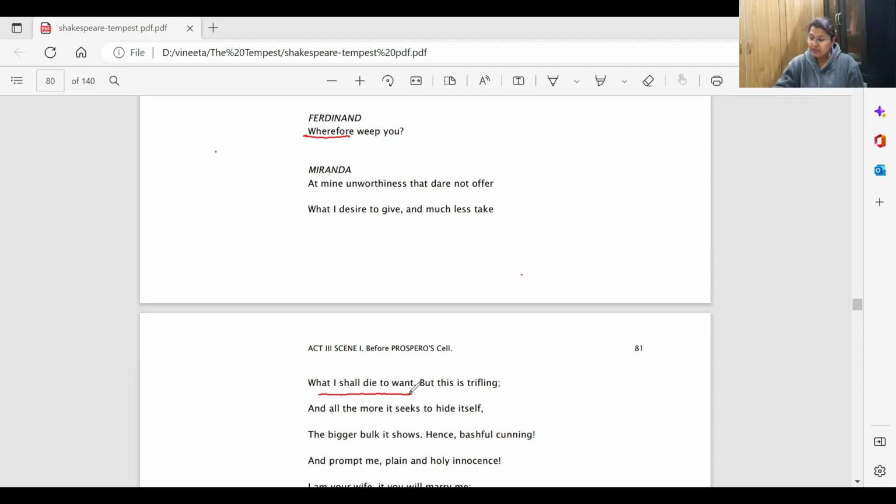All right. So here we can say that she is talking about some kind of physical intimacy which she must be expecting at that time. She may want to hug him, but she says that she can't dare to give or to take anything like that. But this is trifling. But at the same time, she discourages this feeling on her own, and she says that no, but this is trifling. It is of no use. It is idle talk, and all the more it seeks to hide itself, the bigger bulk it shows. And all the more it seeks to hide itself, this kind of passion which she is having at this time, as much as you try to suppress it, it shows itself in a bigger bulk, in a big way.